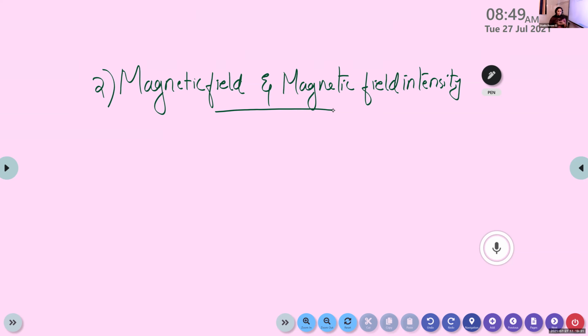Now, what do you mean by magnetizing field? All of you write the definition for magnetizing field. Magnetizing field means the field which magnetizes a substance. The field which magnetizes a substance is called the magnetizing field.